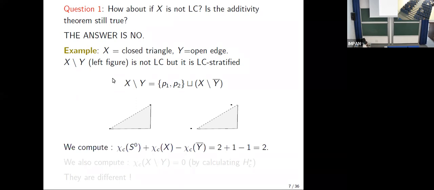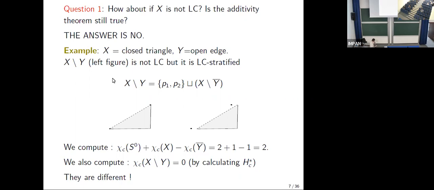And this space is stratified in a nice way. You have these 2 points, then you have the full triangle minus the edge. The full triangle is closed, the edge is closed, the 2 points are closed, so all the spaces are locally compact. And then you compute the sum, and you find that it's 2. But if you compute the Euler characteristic with compact support using the formula, you get 0. So they're not the same.